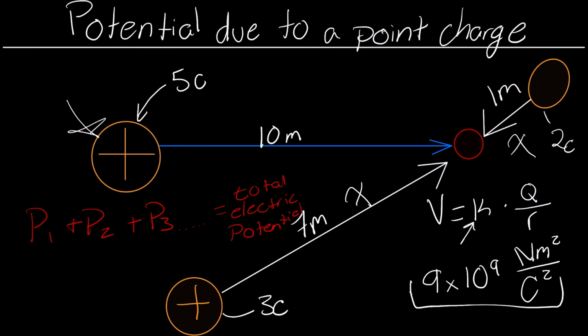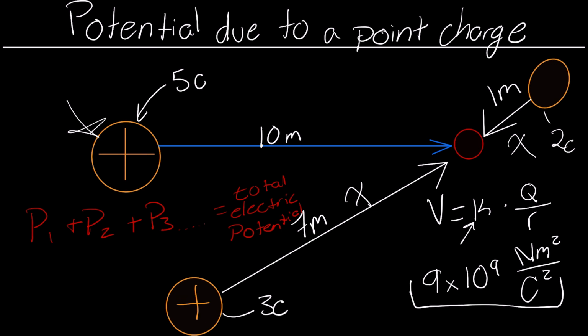It doesn't really matter how many charges we have, as long as we're able to add them all up and get the total electric potential. Or if you were to just have one charge, as we did in the first example, then you would do what we did in the beginning and basically just substitute the values that you have into the formula, and that's it.